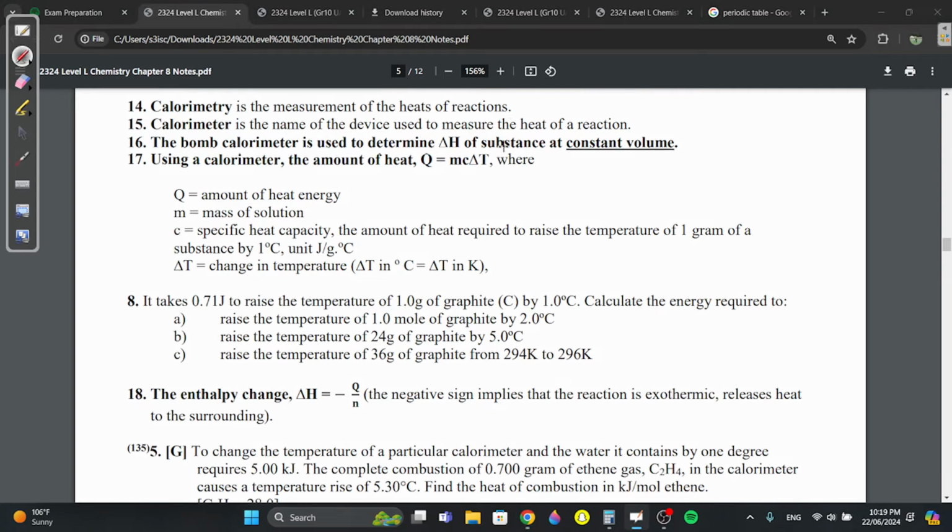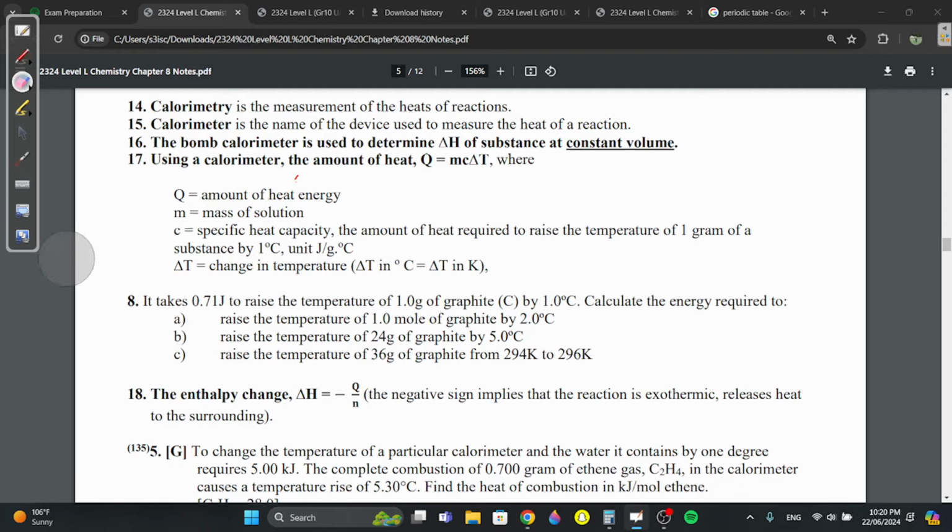I think we're going to get this in our written, to be honest. Q is your heat energy. M is the mass of the solution. C is the specific heat capacity. How can you know what C is? C is always in this unit, or sometimes they say the energy needed to raise the temperature of 1 gram of water by 1 degree Celsius. Anytime you see that, that's how you know what your C is. The mass is pretty obvious. Delta T is the change in temperature.